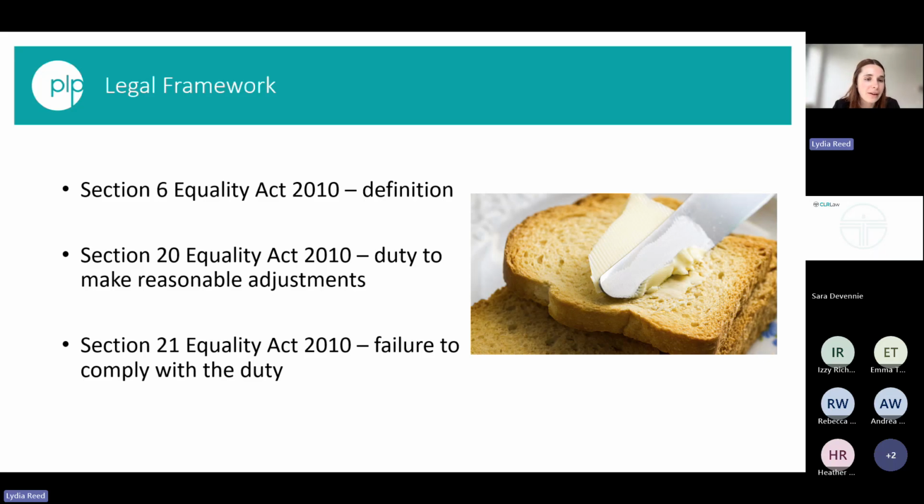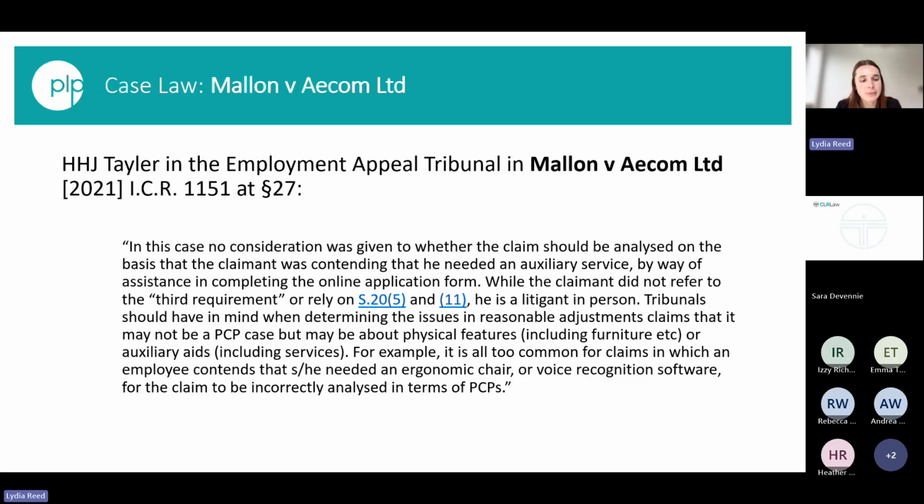Then Section 21 is clear that if an employer fails to comply with that duty, that is seen to be discrimination against a disabled person. The case law on disability discrimination and reasonable adjustments is relatively well settled, but this case, Mallon and ACOM, was, in my view, quite helpful as a reminder not to forget the other two parts of Section 20.